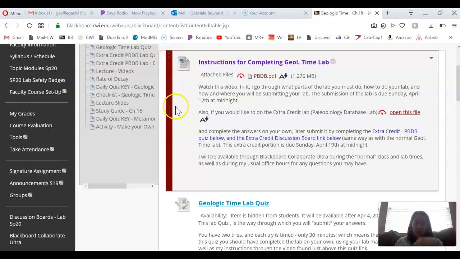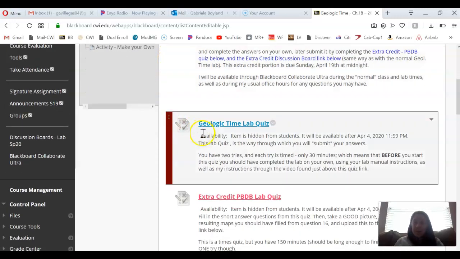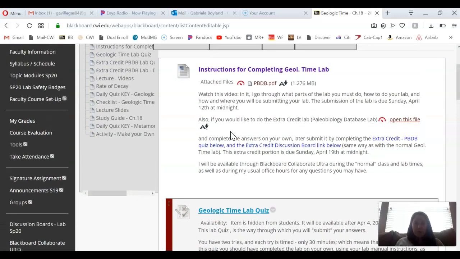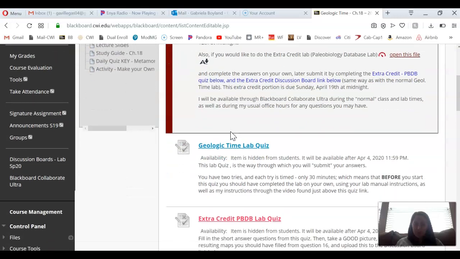Then below that, you will have the link to submit the lab, okay? So once you have completed the lab on your own, on your book, the questions or the answers to each question, you will basically input them through this quiz. So we'll come back to this quiz after I've taken you through how you do the lab on your own. But remember that this is where you're going to find the way to submit said quiz, okay?